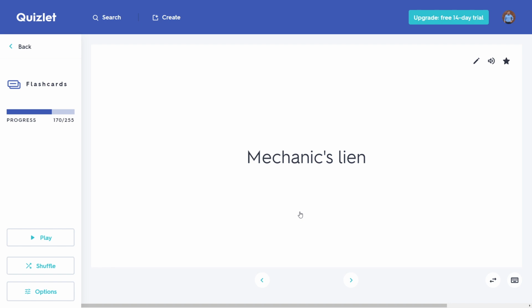We talked about what those are before. So obviously it's not a good thing. It's typically against the owner's wishes. But yeah, that's pretty much it on mechanics liens.